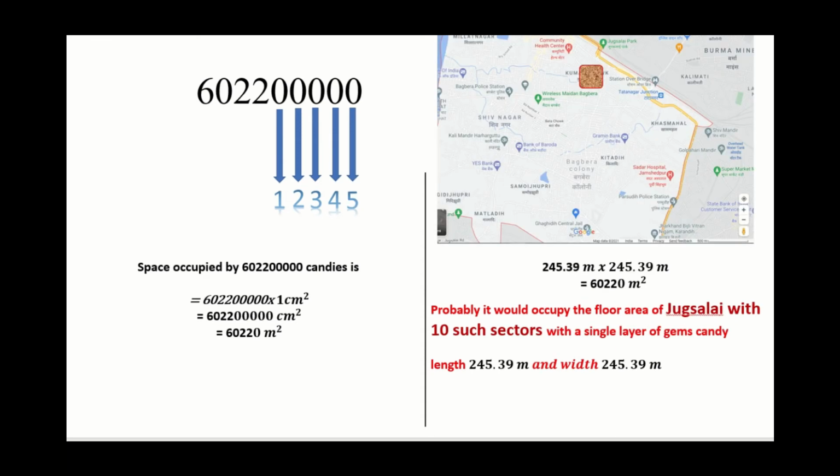Multiplied by one more 10. You will have the number 6022 followed by 5 zeros. Can you see the map of my town? In that town, this area being represented over here is covered by the gems candy. The length of this area is 245.39 meter and width is 245.39 meters, covering a total area of 60220 meter square.